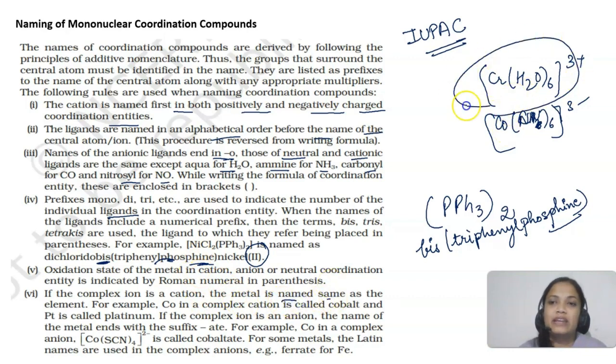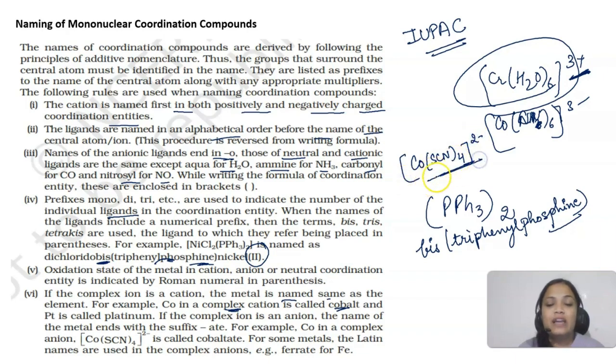If it is a cation, a positive charge, the metal is named the same as the element. Cobalt will be written as cobalt only, platinum will be written as platinum only. But if it is an anion, like here Co(SCN)4 2 minus, now it is an anion, so while writing the name of the metal, you will be writing the suffix ATE. Like it will be cobaltate.